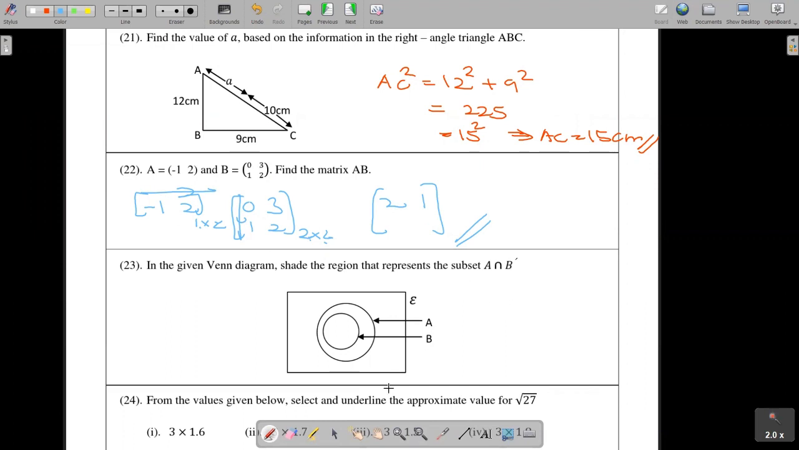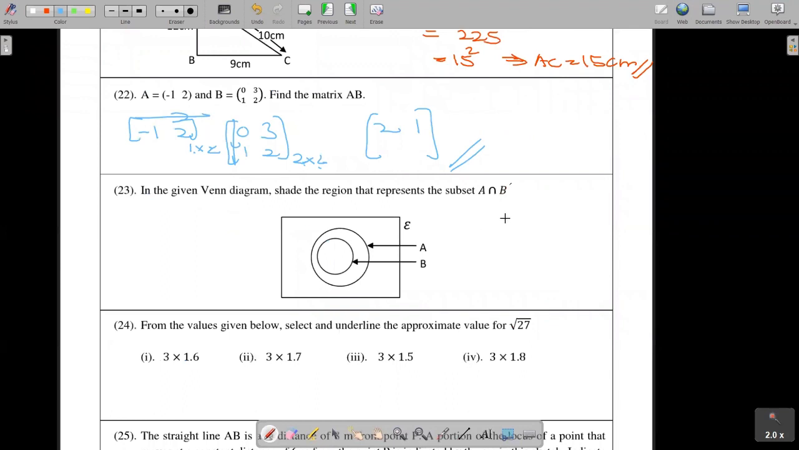A intersection B dash. Intersection normally we call as A and B. Then both should be satisfied. Outside B, but belongs to A.